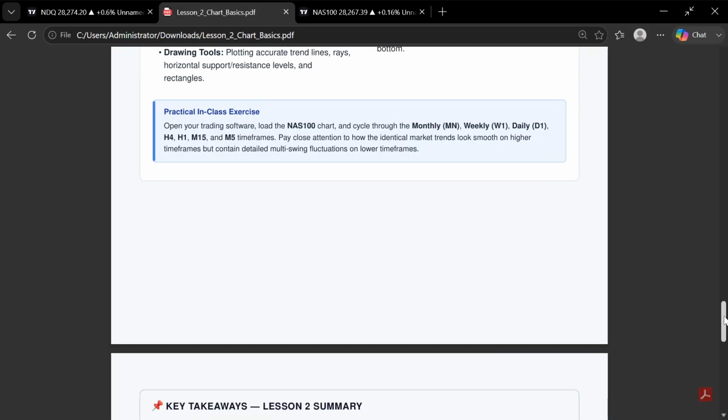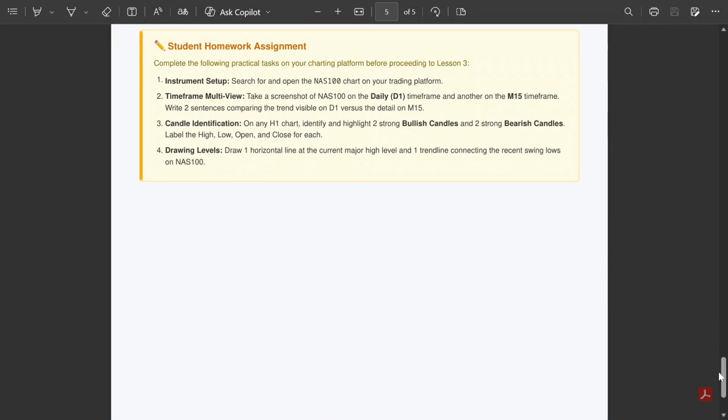So you can see there are some key takeaways here. Students' homework assignment. Complete the following practical tasks on your charting platform before proceeding to lesson 3. Instrument setup: open the NAS 100 chart on your TradingView. Take a screenshot of the NAS 100 on the daily time frame and another on the 15-minute. Write 2 sentences comparing the trend visible on the two.